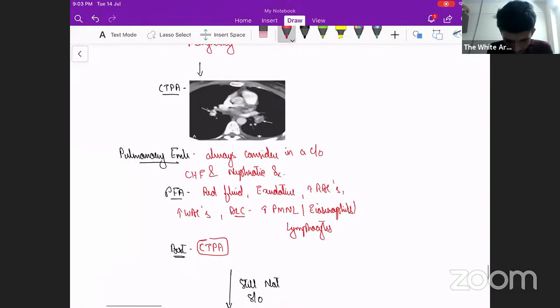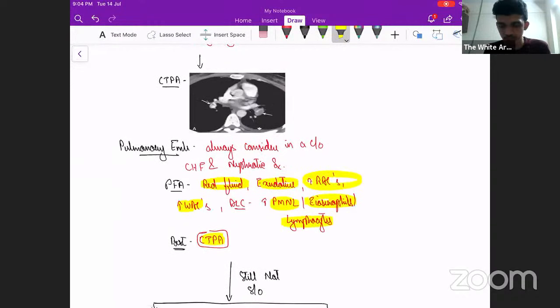And what are the other features in case of pulmonary embolism? Red colored fluid will be there, exudative in nature, increased RBCs can be present, increased WBCs can be present, and on doing DLC, either neutrophils can be raised, or lymphocytes can be raised, or eosinophilia can be there. So any of them can be there. Best test is CTPA. In this patient, CTPA turned out to be negative. There was no embolus. Next, what do we do?